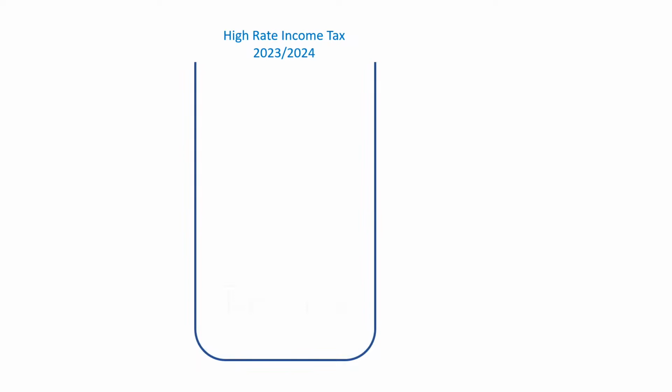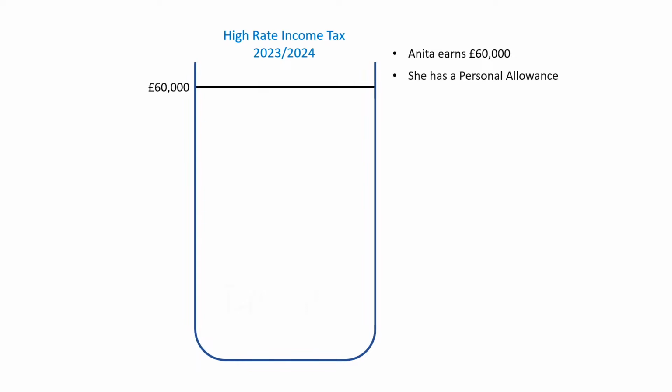Okay, let's get into some big earners now. Let's get into higher rate income tax. I've got here for you Anita. Anita earns £60,000, which is a cool salary, and she's going to be a higher rate taxpayer, and I'll show you how. Let's put the salary in first of all. Anita, as you can see, also has a personal allowance, like everybody else, and that's tax-free, which is great.